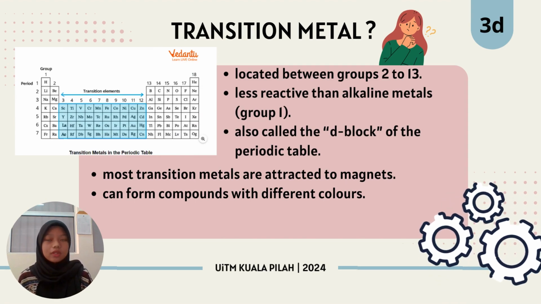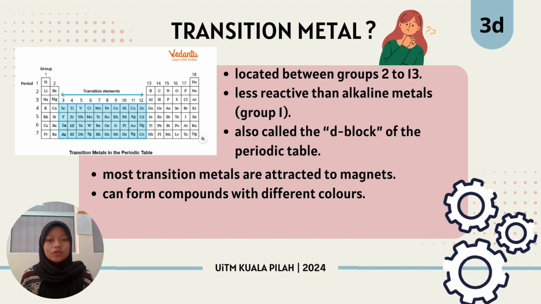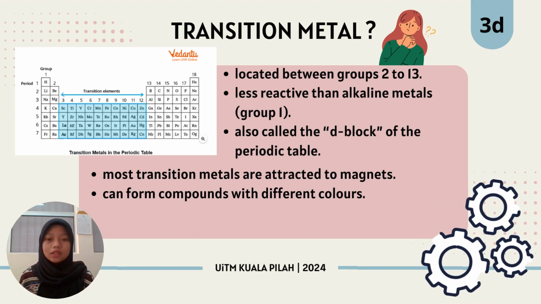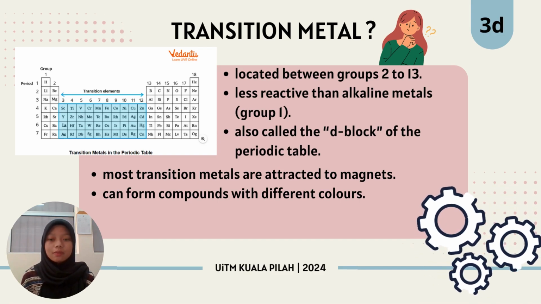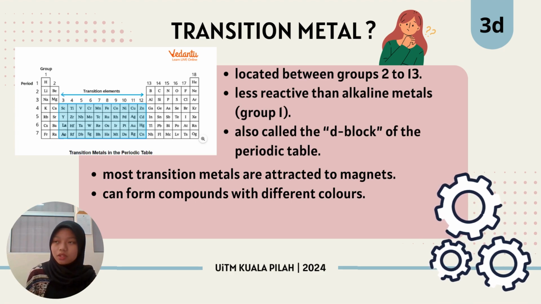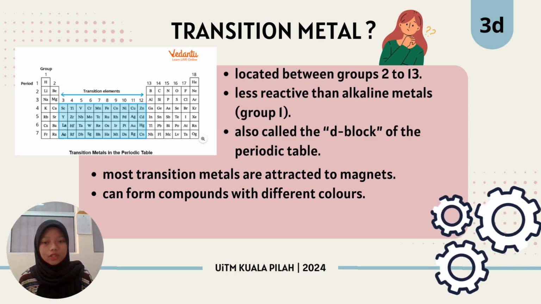Transition metals are located between group 2 and 13. Transition metals are also less reactive than the alkali metals, which are group 1, and are also called the d block of the periodic table. Most transition metals are attracted to magnets and can form compounds with different colors.